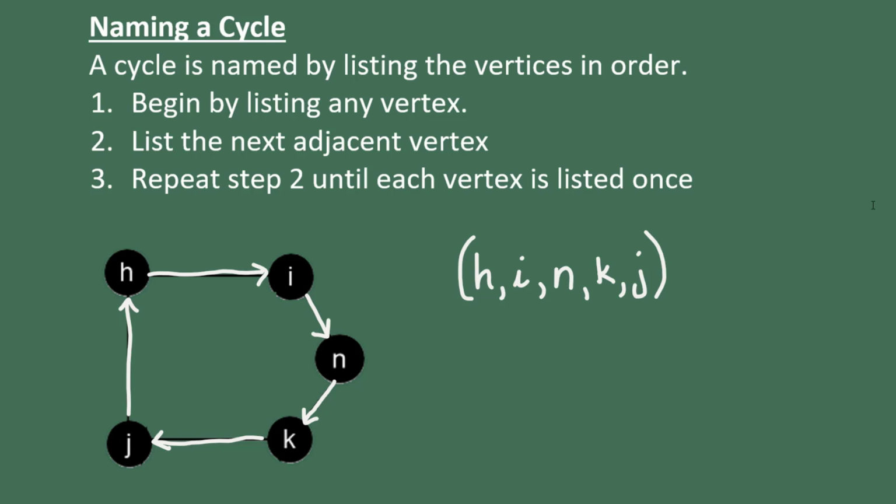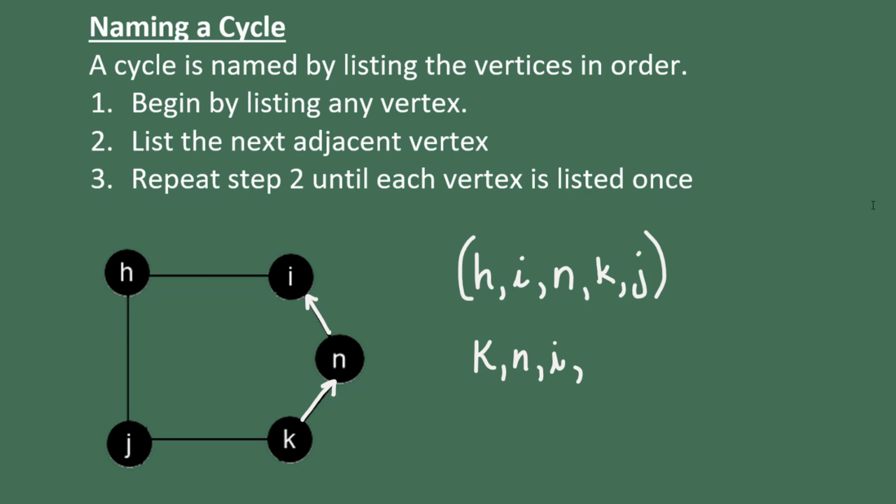Let's find one more name for this cycle. Suppose that we started at vertex K and we went counterclockwise this time. So we would go to N and then to I and then to H and then to J and then back to K, but we don't need to list K twice. So this would be another name for the same cycle.